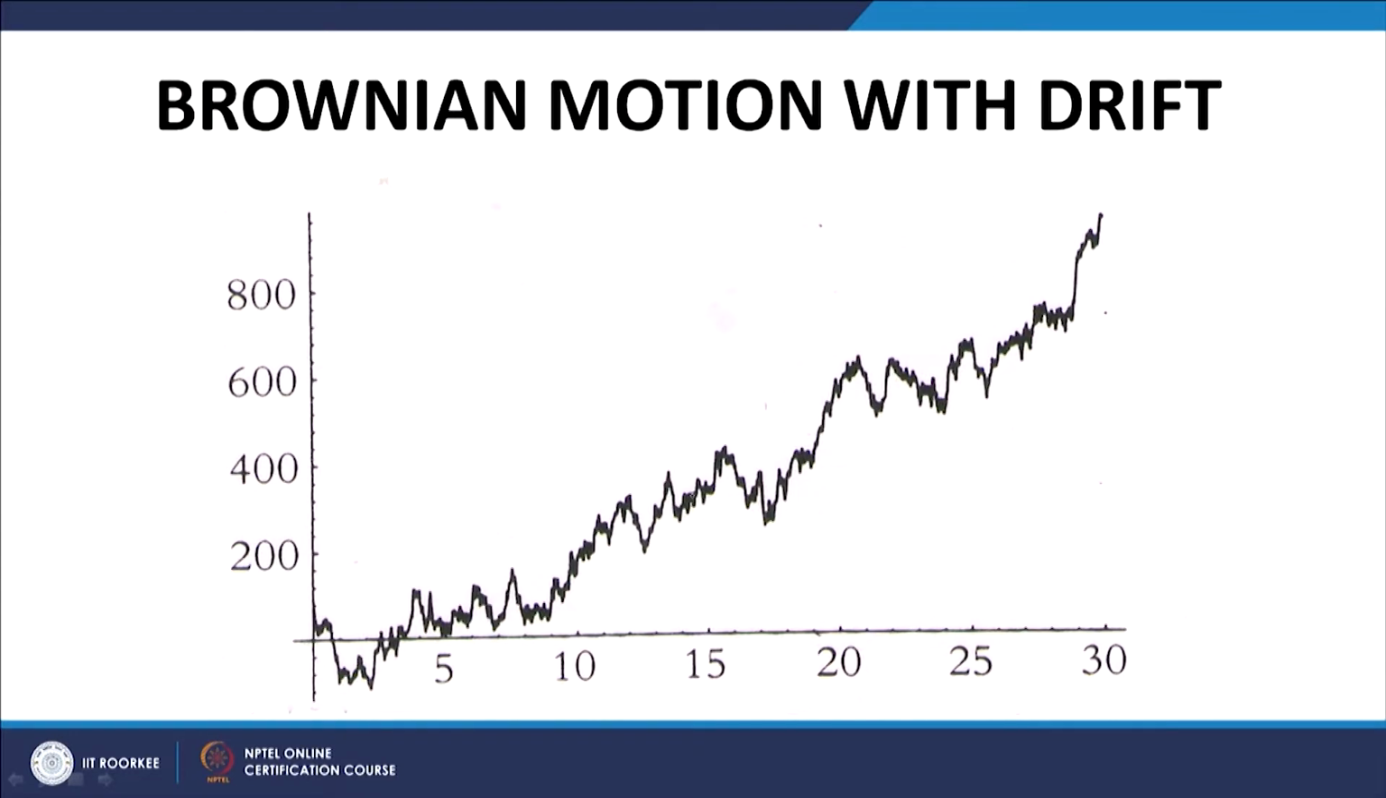This is an example of Brownian motion with drift. It is an upward drift here. You can clearly see that there is a trend emanating. The Brownian motion is random, it is fluctuating, but it is fluctuating with a clearly perceptible upward bias, and that is what is called a Brownian motion with drift. Of course, the drift can also be negative. Nobody prevents you from having a negatively biased Brownian motion.